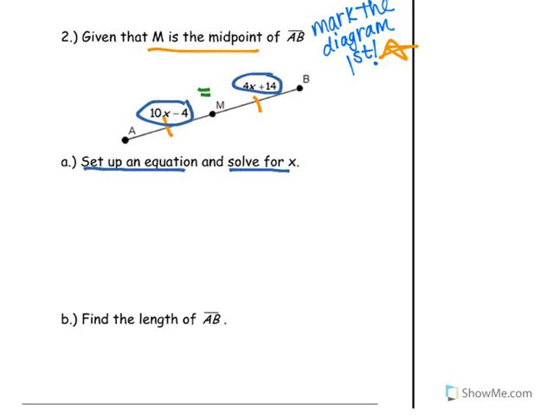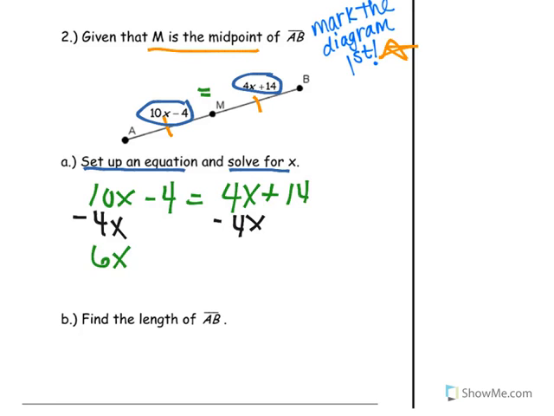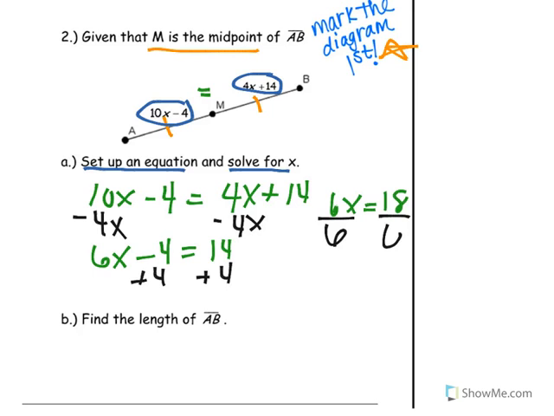So our equation is 10x minus 4 equals 4x plus 14. I know that the length of AM is equal to the length of MB. And then we can solve for x. I can bring the x's to one side and get 6x minus 4 equals 14. Add 4 to both sides and get that 6x equals 18. Then I'm going to divide by 6 and get that x equals 3. So I've solved for x, right?